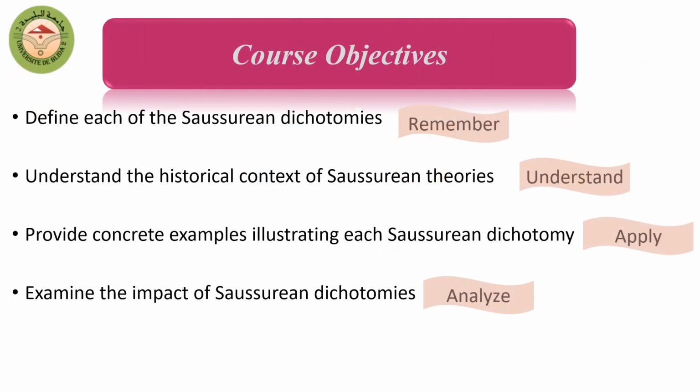By the end of this course, the student will be able to, number one, define each of the Saussurian dichotomies and explain their significance in linguistics. Number two, understand the historical context in which Saussure developed his theories and the shift from historical and comparative linguistics to structural linguistics. Number three, provide concrete examples illustrating each Saussurian dichotomy to demonstrate their understanding of how these concepts manifest in language. The last one, examine the impact of Saussurian dichotomies on modern linguistics and their relevance in analyzing language structure and communication.